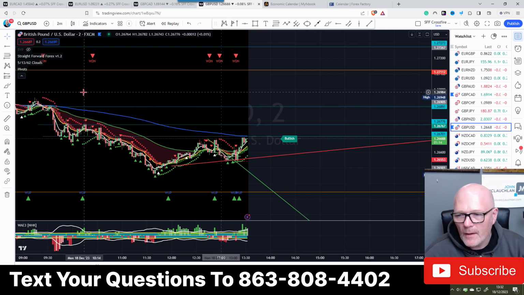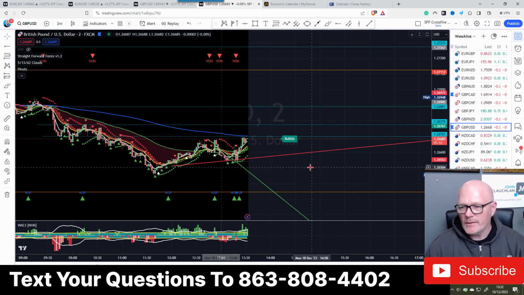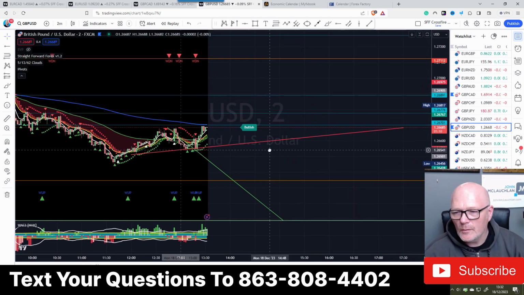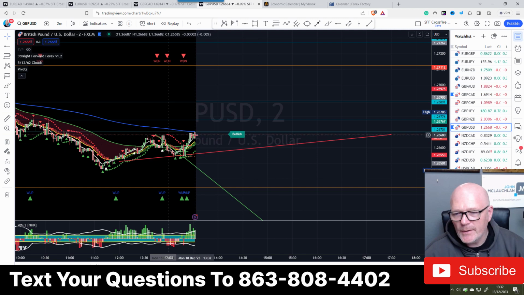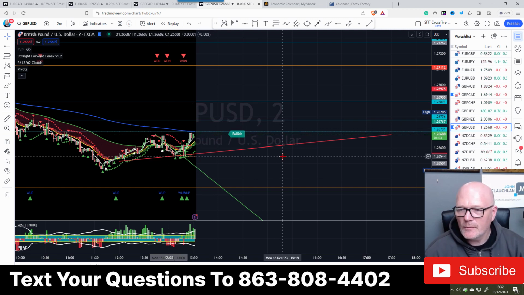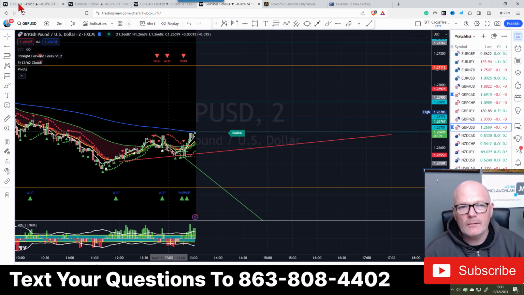So in terms of areas of interest, that's kind of what I'll be looking at. And depending on how price reacts when it gets above there, then we'll consider options from there. We'll see what's going to happen. That's right. Look at Euro CAD.